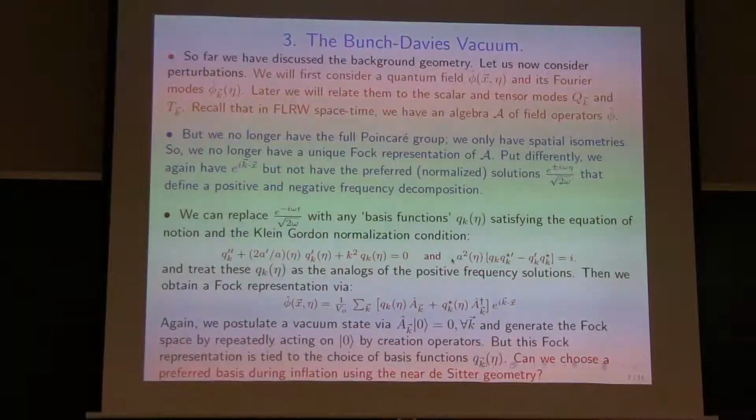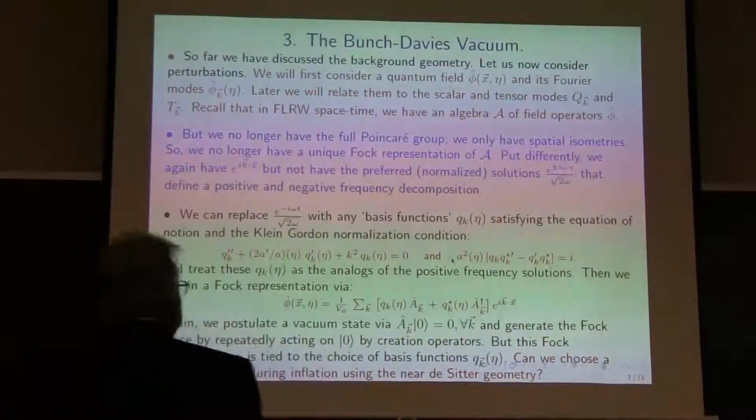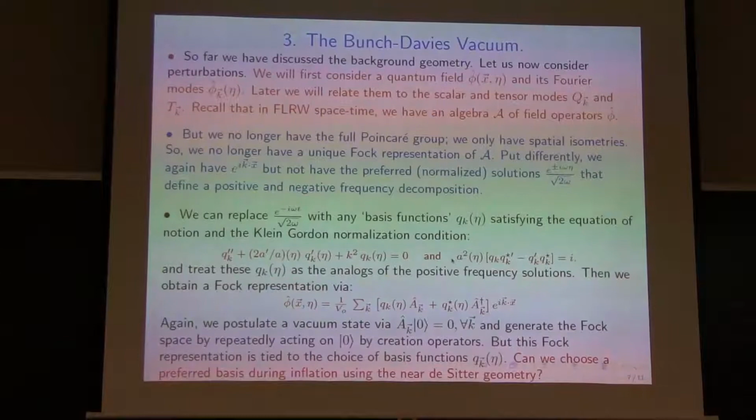Okay, now finally the Bunch-Davies vacuum that we already did, so I'll be quick here. So far we have discussed the background geometry. Now let us consider perturbations. What we now want to do is to consider perturbations, which are going to be a quantum field phi of x, as we did in the class, and its Fourier modes, and later we'll relate them to the scalar and the tensor modes.